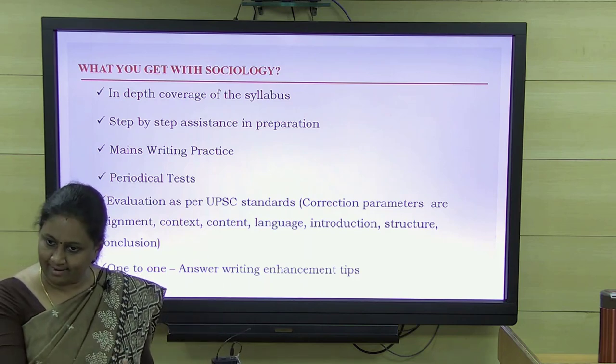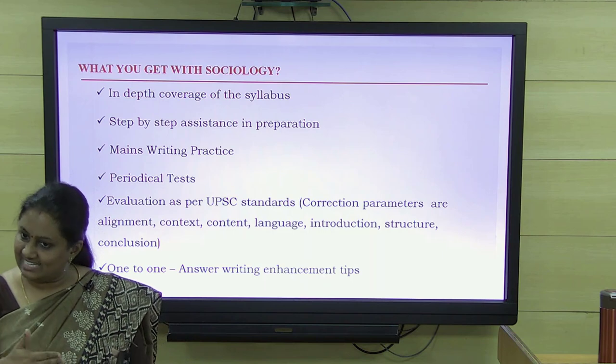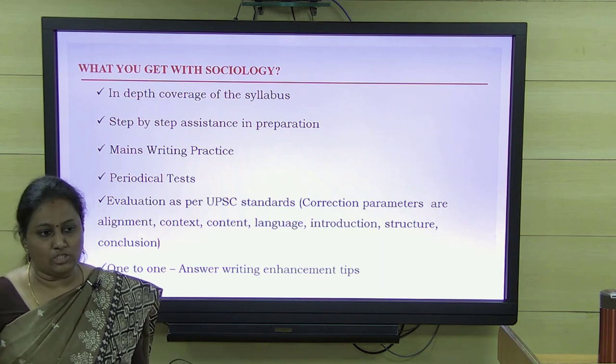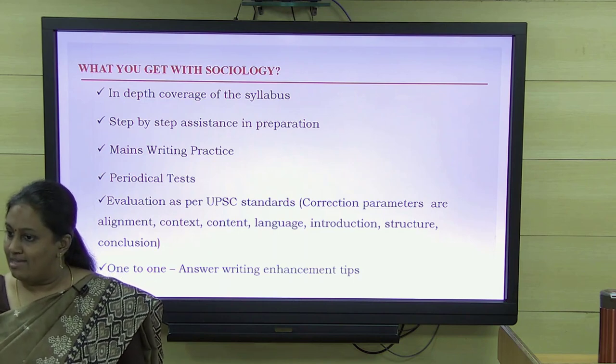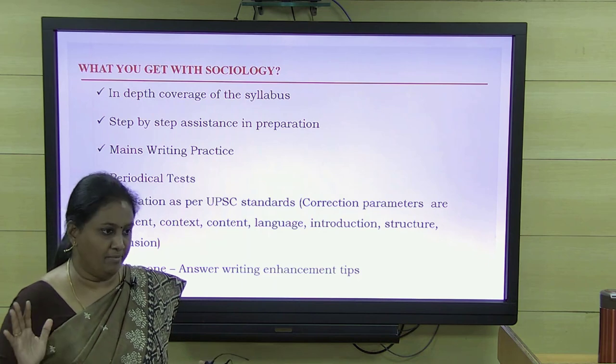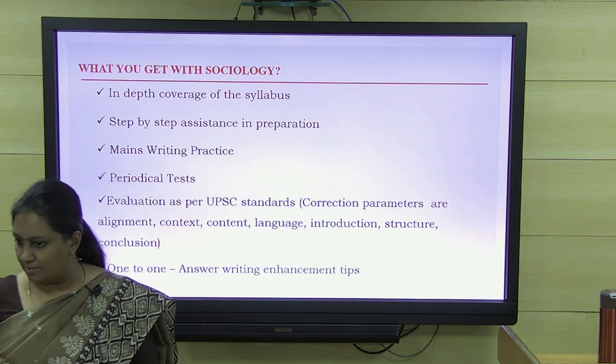So classes will be done. Apart from your classes, you will be having this test. So 10 tests will be conducted for you. And in these 10 tests, all the portions will be covered so that you write and see one round before you go for the preliminary examination. So this will be the plan.